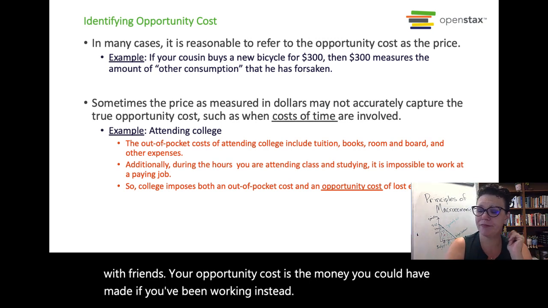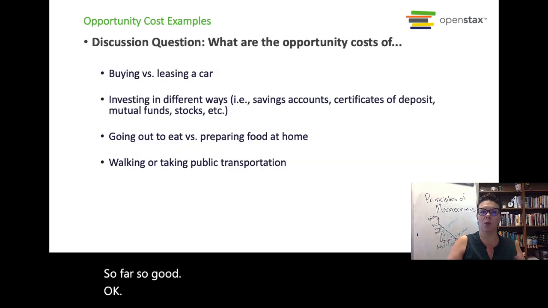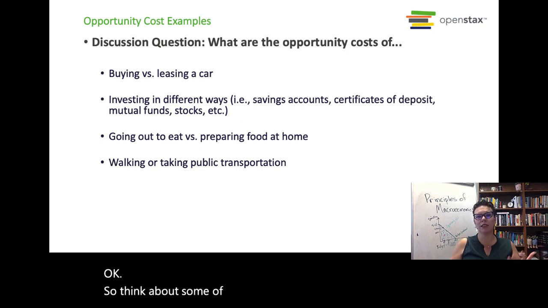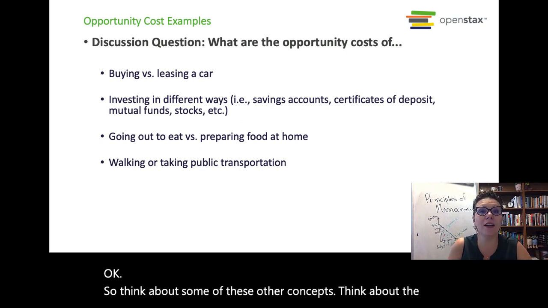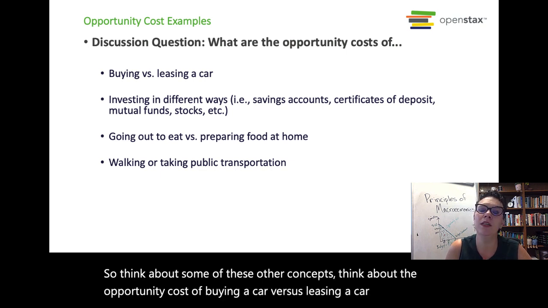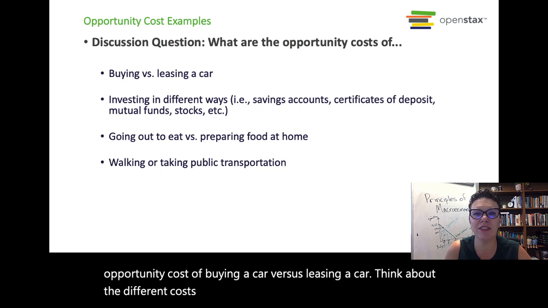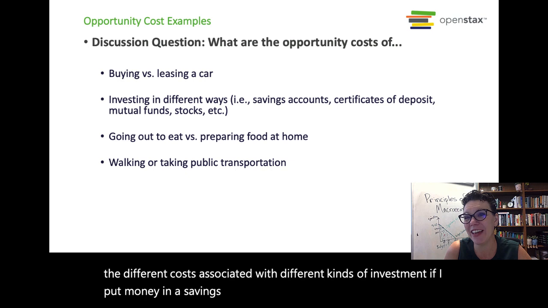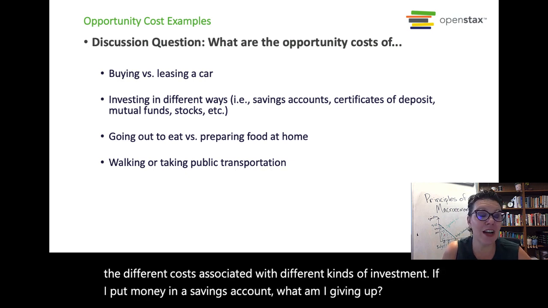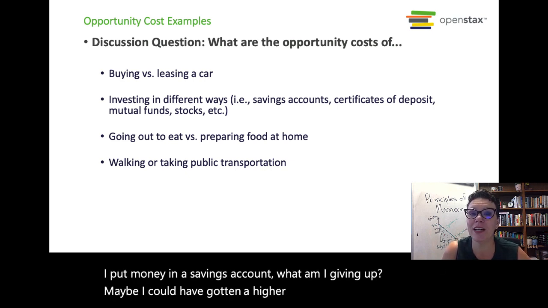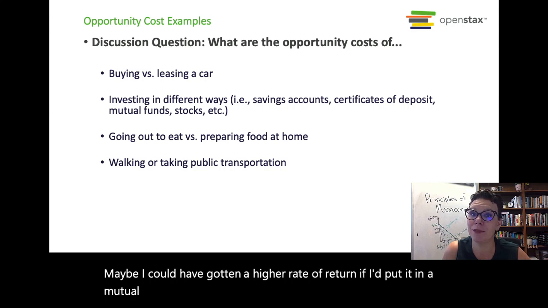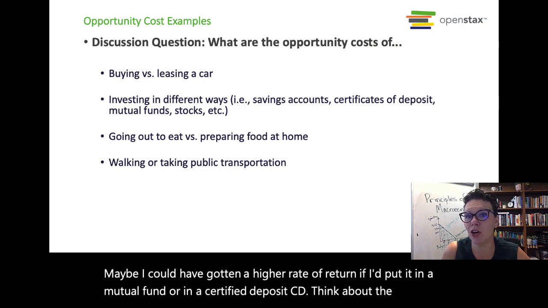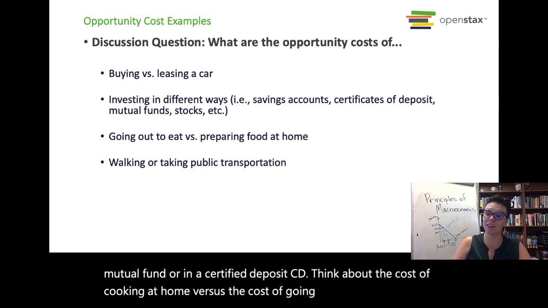So far, so good? Okay. So think about some of these other concepts. Think about the opportunity cost of buying a car versus leasing a car. Think about the different costs associated with different kinds of investment. If I put money in a savings account, what am I giving up? Maybe I could have gotten a higher rate of return if I'd put it in a mutual fund or in a certified deposit, a CD. Think about the cost of cooking at home versus the cost of going out to eat. This is a fun one, right?